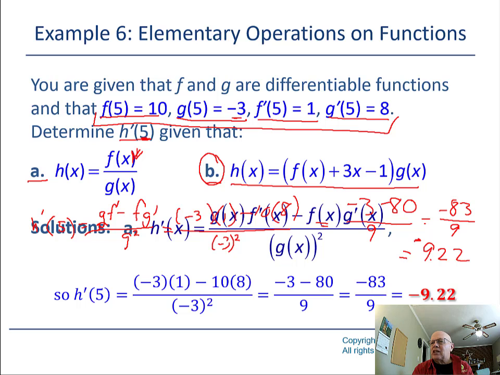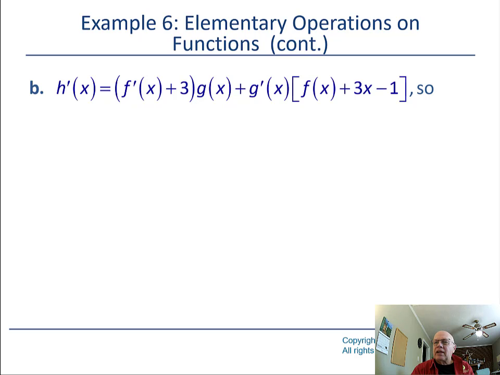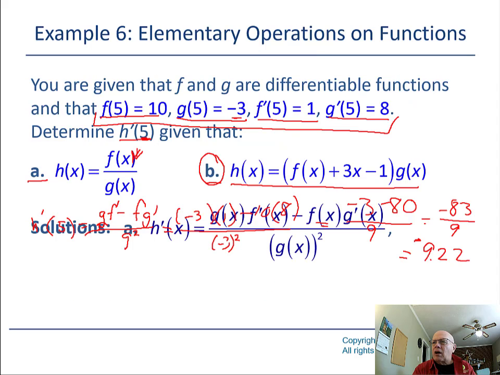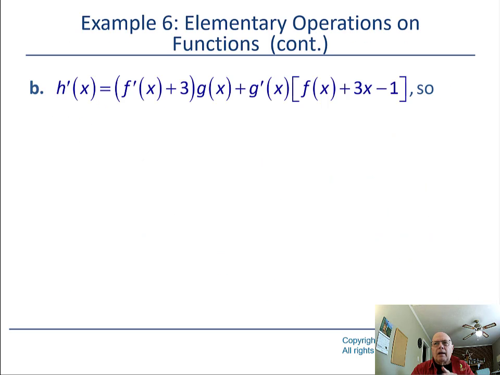This is a different h of x. And there's a cleaned up version. We want h prime of 5. So we'll just fill in those values we already had. Remember, back here at the top, we had this list of function values and derivative values. Just bring those forward and fill those in so you get h prime of 5.